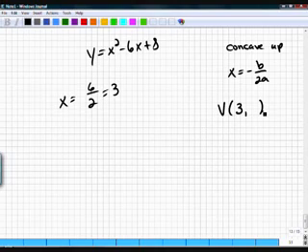Anytime that you want to find the other something that goes along with it, plug it in. So you have 9 minus 18 plus 8. So therefore your vertex is at (3, negative 1). Good job.